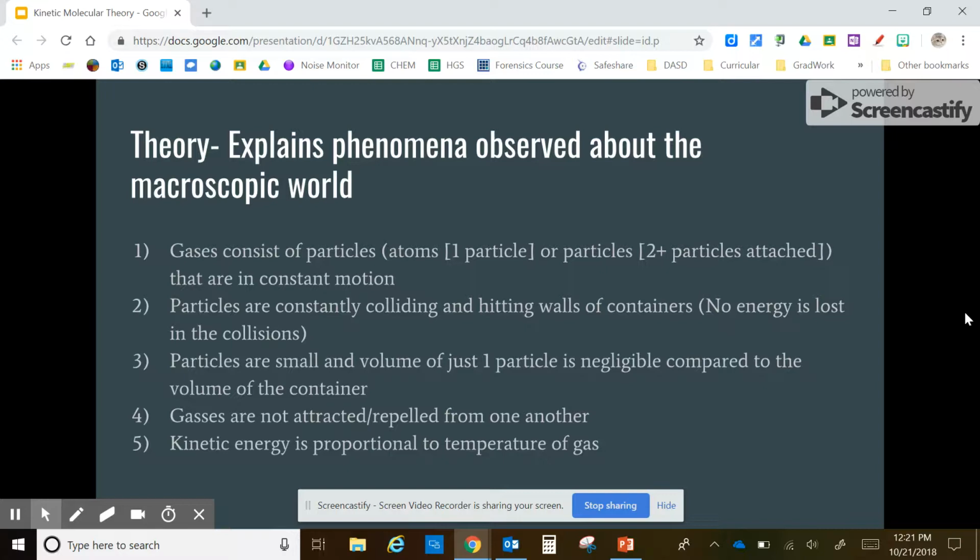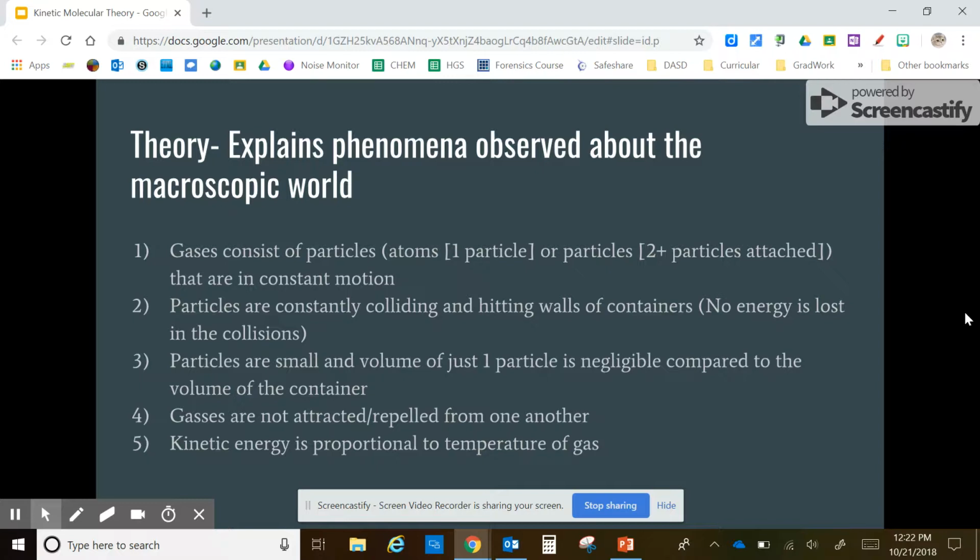The third part of the theory is explaining how small these particles are. And if we looked at the volume of just one singular particle compared to the volume of everything else inside of that container, it's negligible. So we essentially say that they have no volume because it would be rounded to almost zero because they are so incredibly small. We also say, as part of this theory, that gases are not attracted or repelled from one another. So they aren't drawn to one another. They're not repelled by one another. They're simply just floating about, moving in constant random motion, and they occasionally just run into each other.